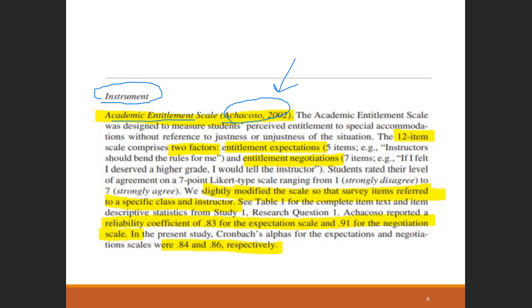There are 12 questions in this particular scale, and these 12 questions are divided into two factors. These are the names of the factors. They also modified the scale so that the survey items refer to a specific class or a specific instructor. They give reasons why they have modified the wording, and you are expected to provide similar reasoning as well.